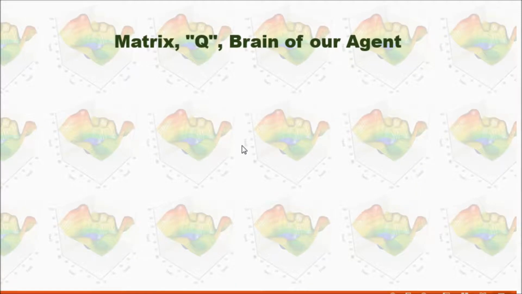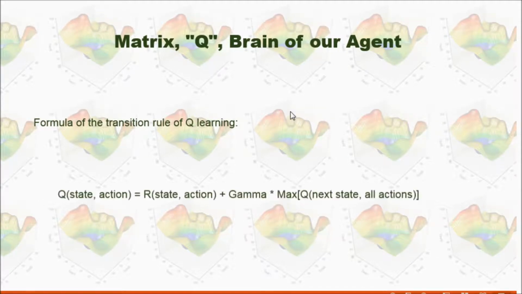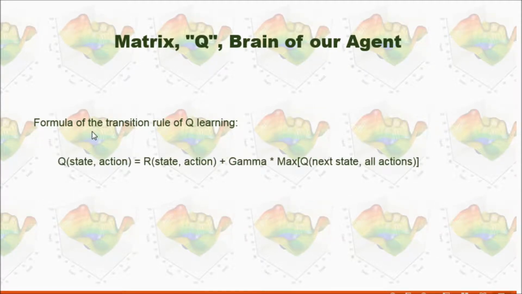So the initial matrix is matrix R. How can we get matrix Q from matrix R? The formula of the transition rule of Q-Learning is: the matrix Q depends on the state and action, and is equal to our initial matrix plus gamma times the next state. We will consider all the actions, and we will calculate the Q.